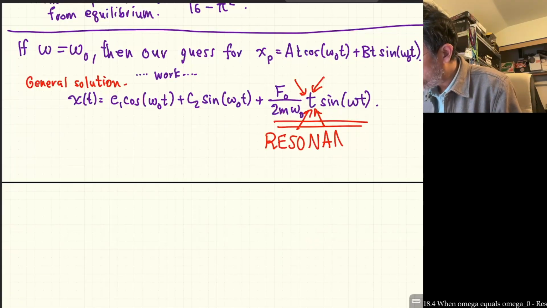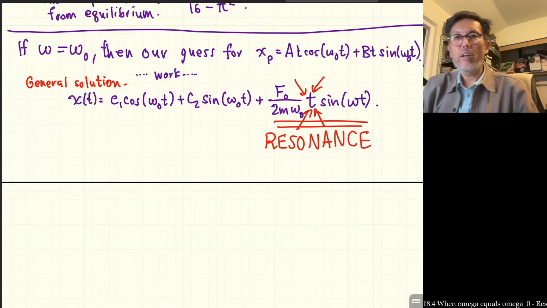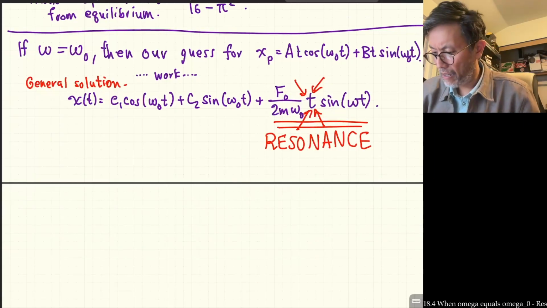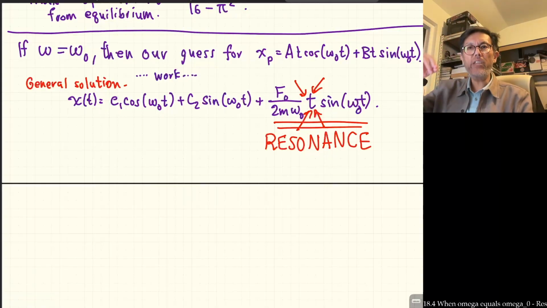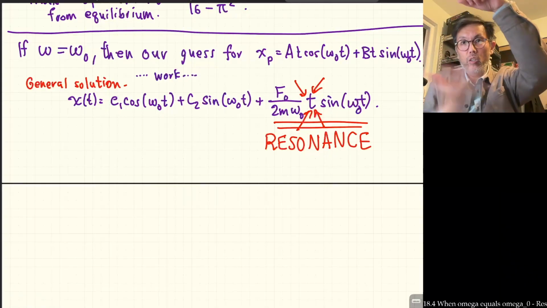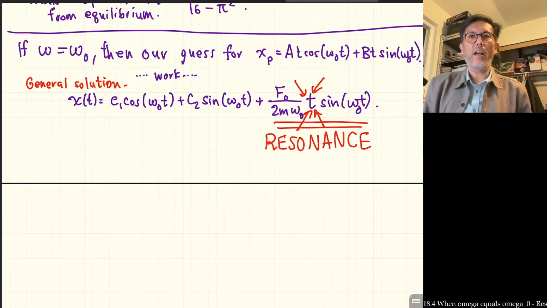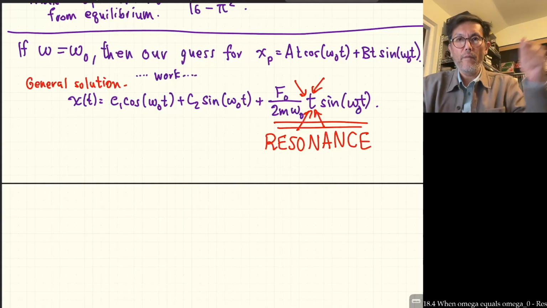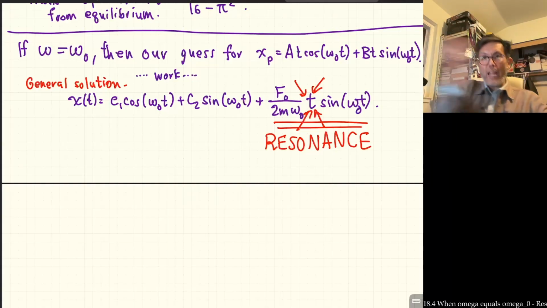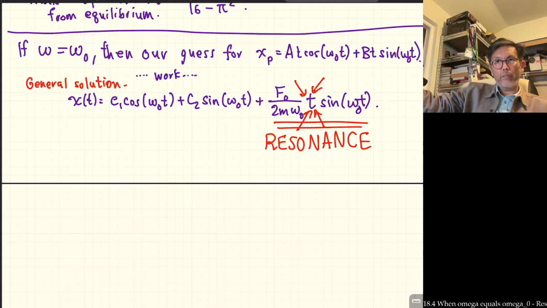In other words, and I messed up just a little bit, there should be omega naught. When the frequency of the external forcing is the same as the natural frequency of the harmonic oscillator, then you get this behavior where the amplitude grows without bound.